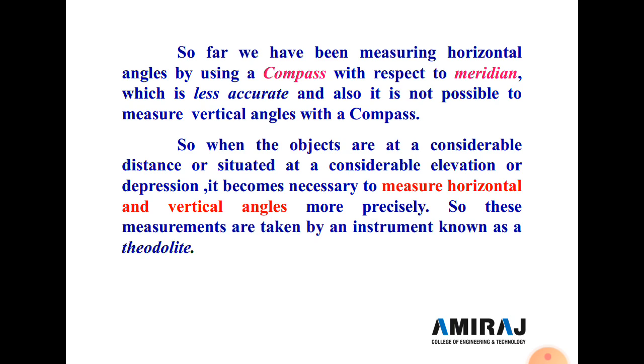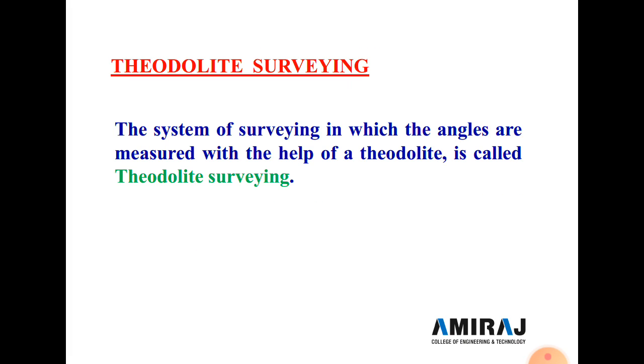When objects are at a considerable distance and at a considerable elevation or depression, it becomes necessary to measure the horizontal and vertical angle more precisely. So there is an instrument which is used to measure the horizontal as well as vertical angle in a positive and negative direction. Positive means the upper side and negative means the downward direction. The instrument we use to measure the vertical angle is known as a theodolite.